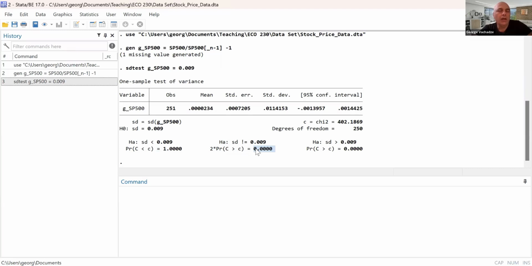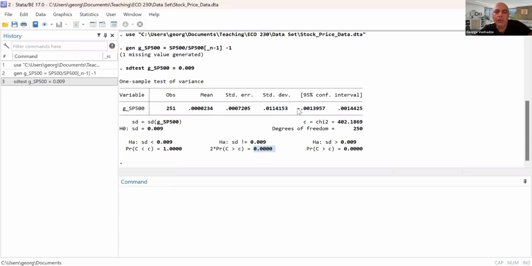0. So we are avoiding type 1 error. If that likelihood is very small, and the acceptable level is 5%, but the likelihood in this example is almost 0 at 4-digit precision, we should reject H0. So we can say that there is enough evidence that the standard deviation of the daily return is not 0.9%.